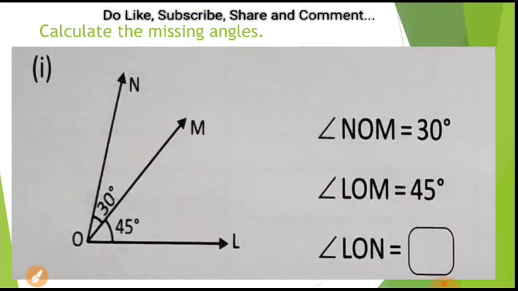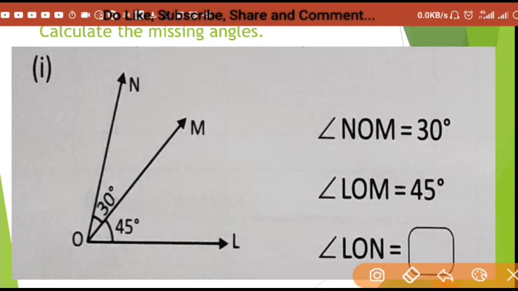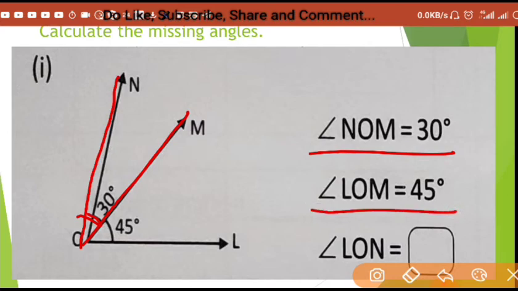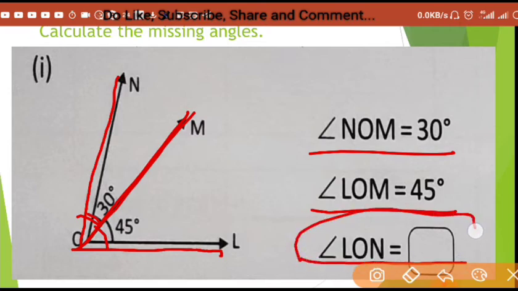Let's start. The first question is there. See, we have a question, this is your angle. Angle NOM is equal to 30 degrees. So this is N, this is O and M. This is 30 degrees. And LOM is equal to 45 degrees. So L, O and M, that is 45 degrees. Two angles are there. So what is LON? What is LON? Start from LO and N, this angle.